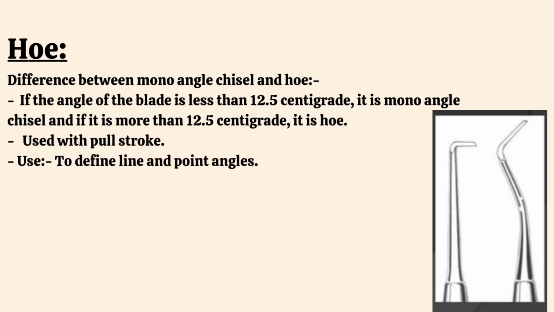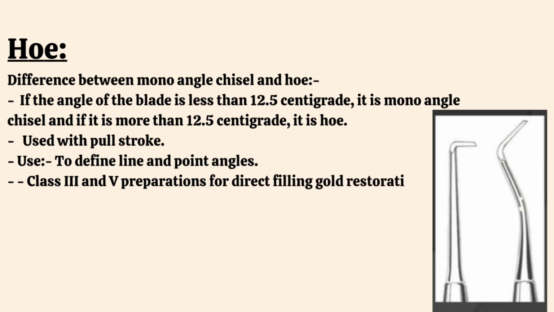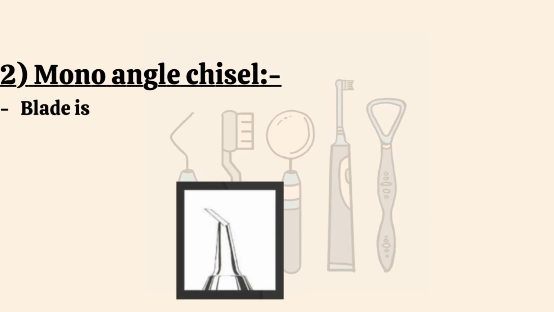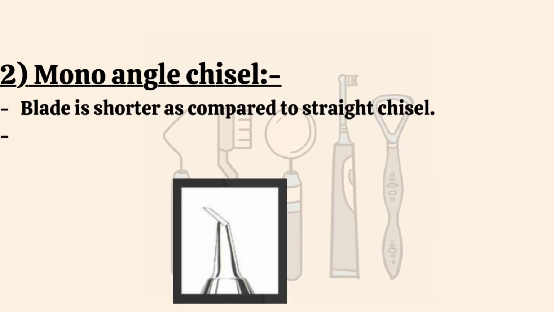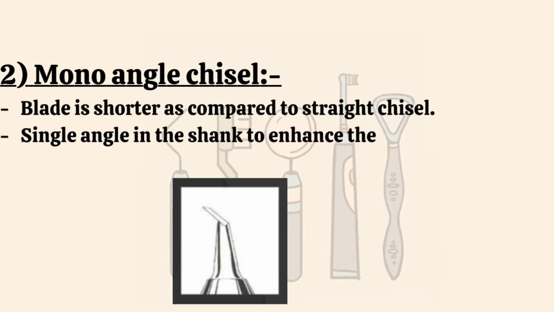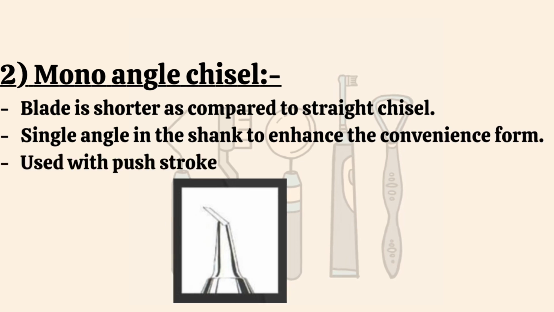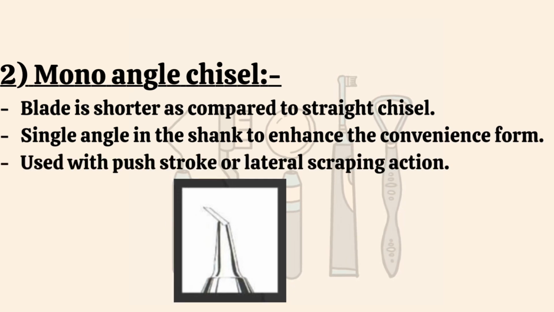If the angle of the blade is less than 12.5 centigrade, it is a mono-angle chisel, and if it is more than 12.5 centigrade, it is a hoe. Used with pull stroke. Used to define line and point angles. Class 3 and 5 preparations for direct filling gold restorations.